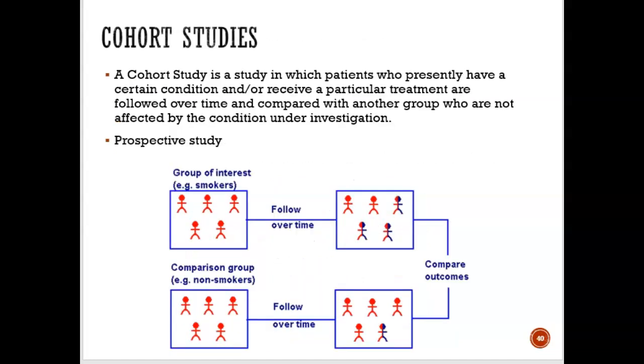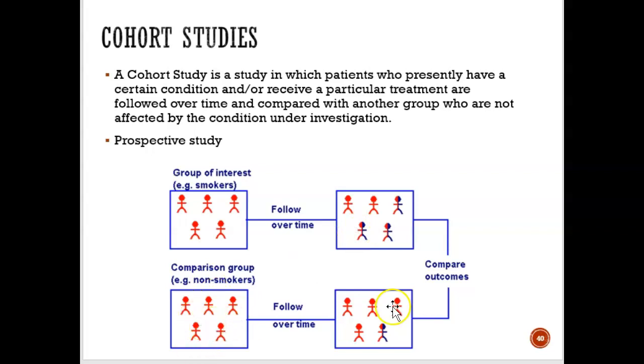Okay, let's look at cohort study. So a cohort study is when people are put into groups. So we see people in groups. Here's a group of smokers and here's a group of non-smokers, and we follow them over time to see who gets cancer. So people who smoke, 3 people got lung cancer.